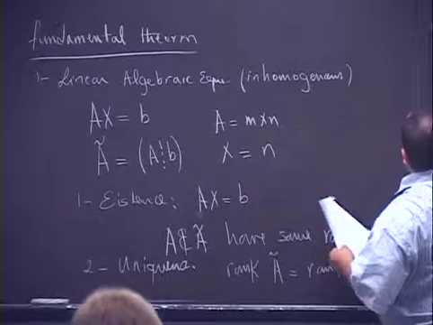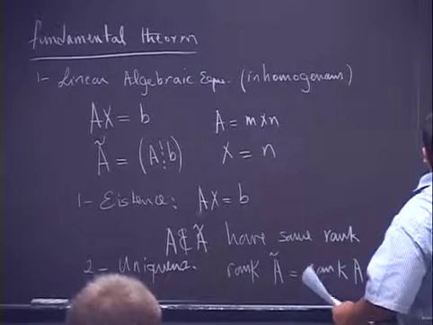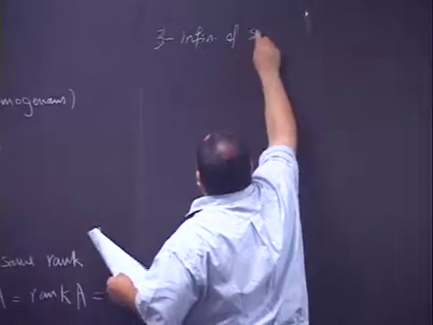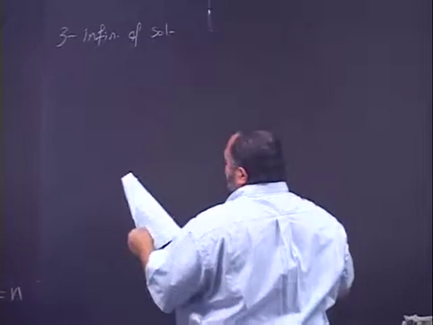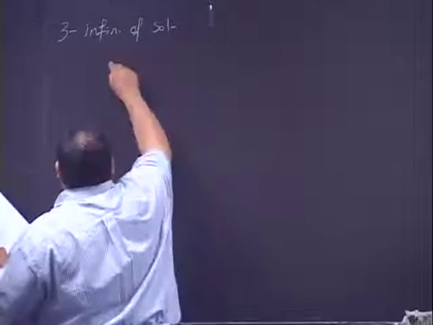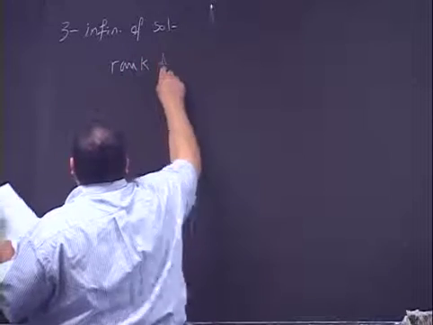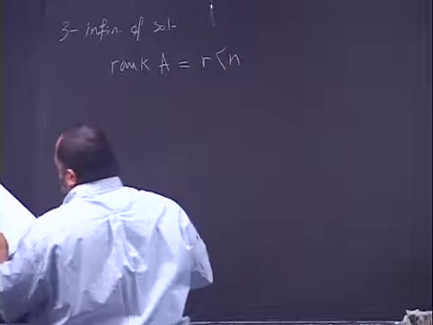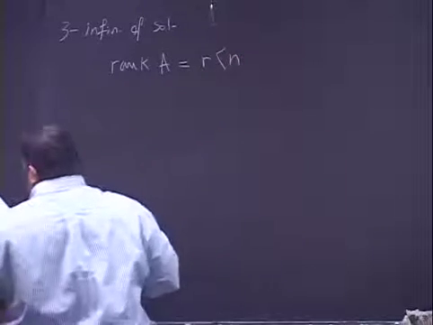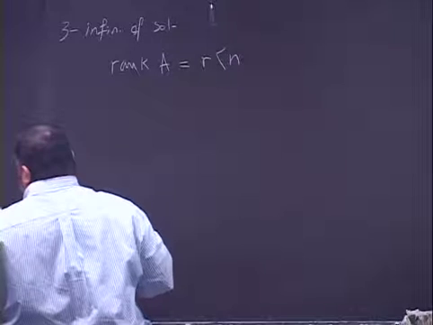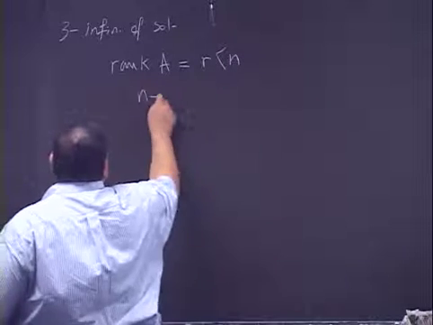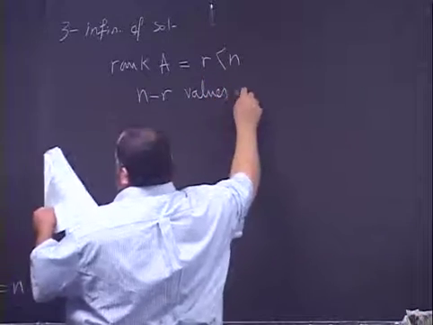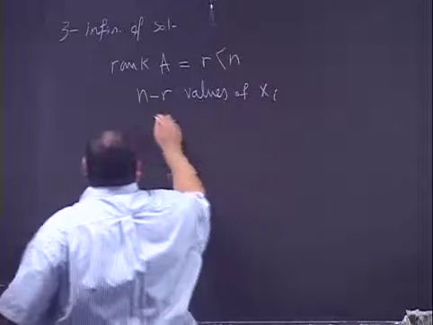If there are infinitely many solutions, in this case the rank of matrix A should equal R, and this R is less than the number of rows or columns, and usually we can fix n minus R values of x_i arbitrary.